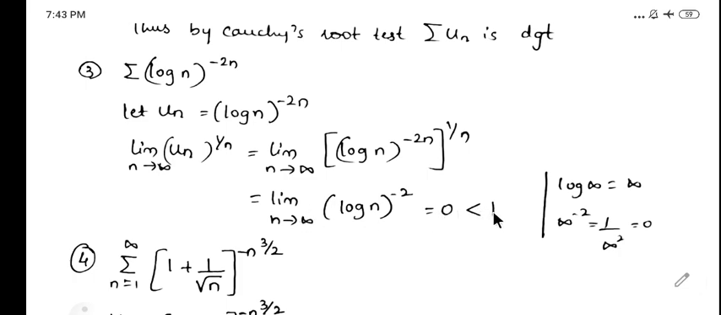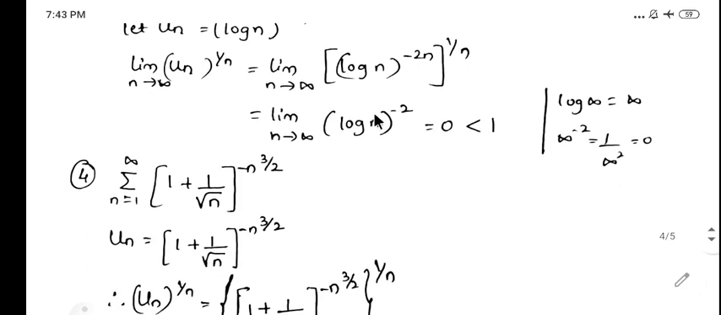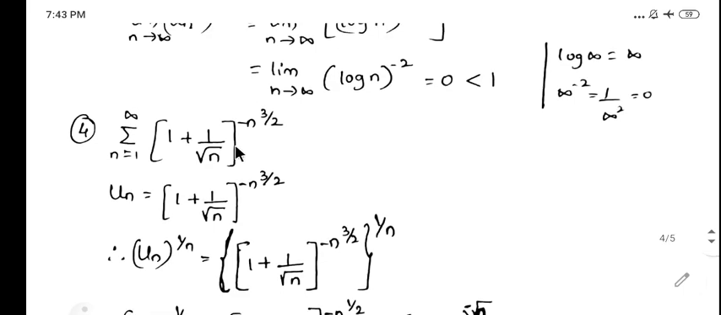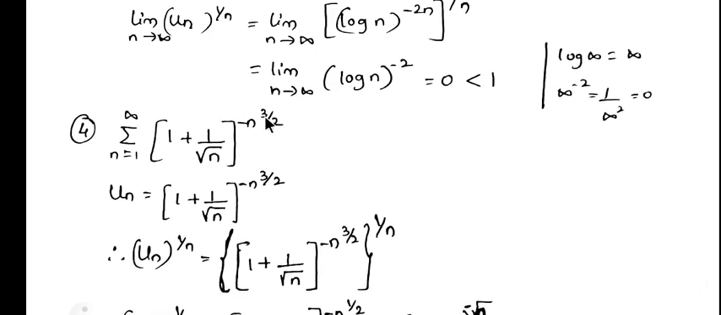Then 0 is less than 1. Then we can say that the given series is convergent. Fourth example, summation n is equal to 1 to infinity of (1 plus 1 by root n) whole to the power minus n to the power 3 by 2.